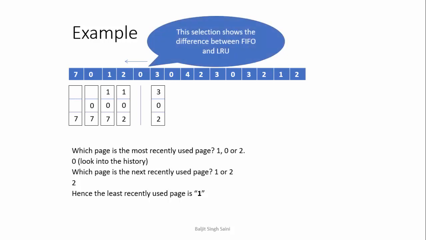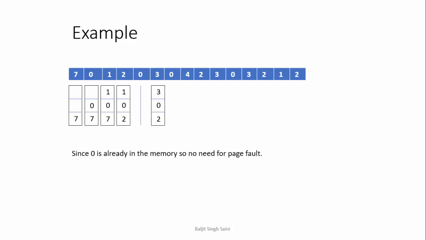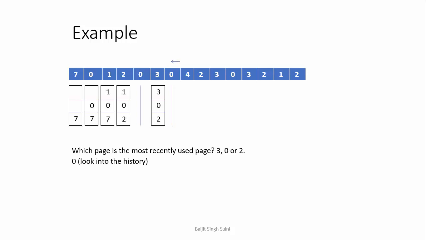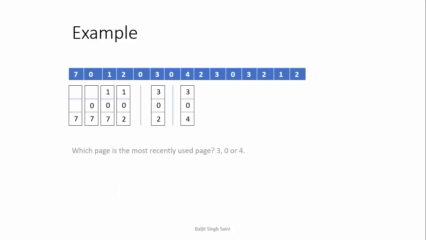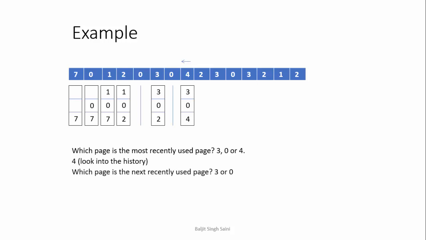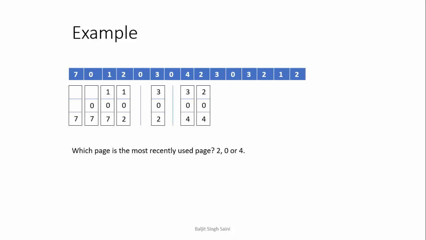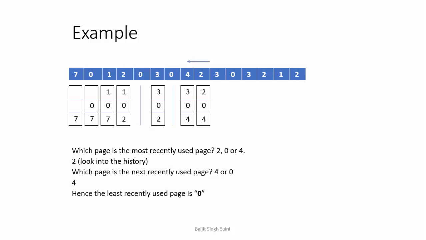Okay, next 0 is already there, so there will be no page fault. For 4, the most recent one is 0, then it is 3, so this means we are left with 2. So we are going to replace 2 with 4. Okay, next for 2, the most recent one is 4, prior to that 0, and hence we are going to replace 3 with 2. Next for 3, the recent one is 2, before that it is 4, so we are going to replace 0 with 3.